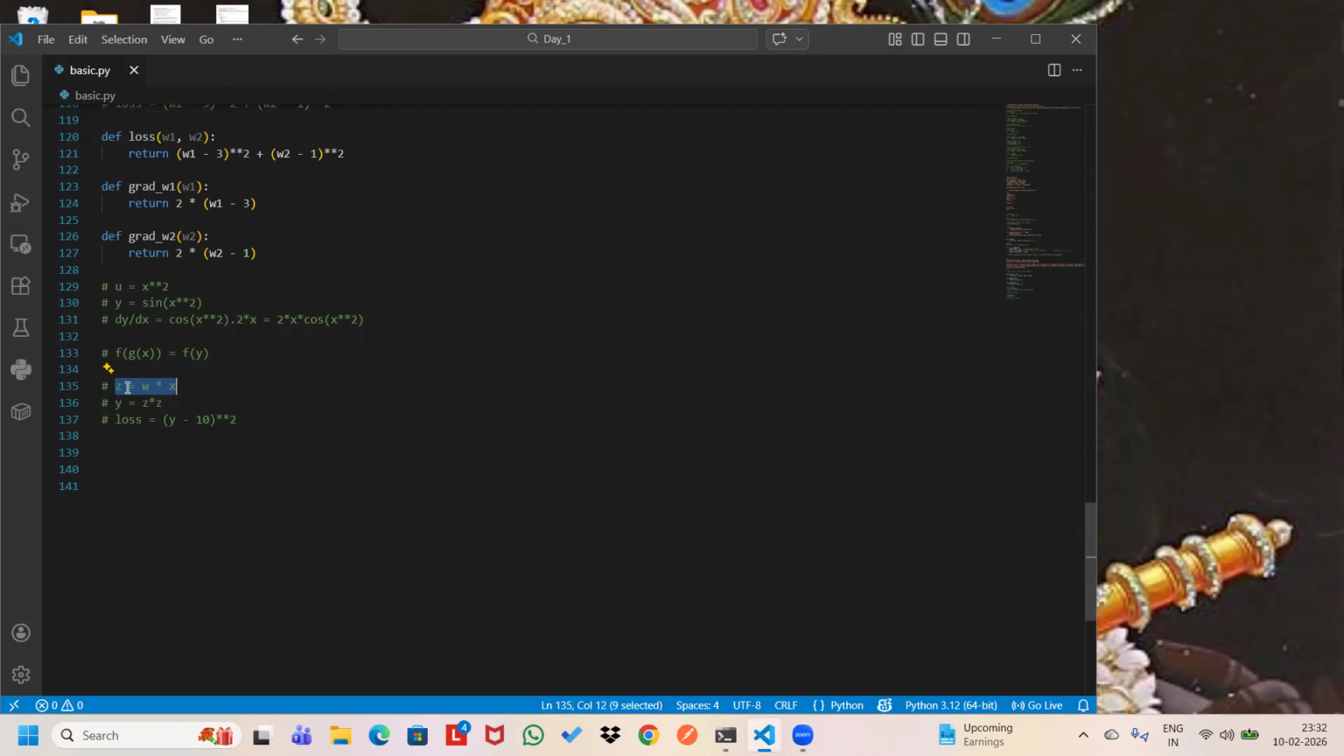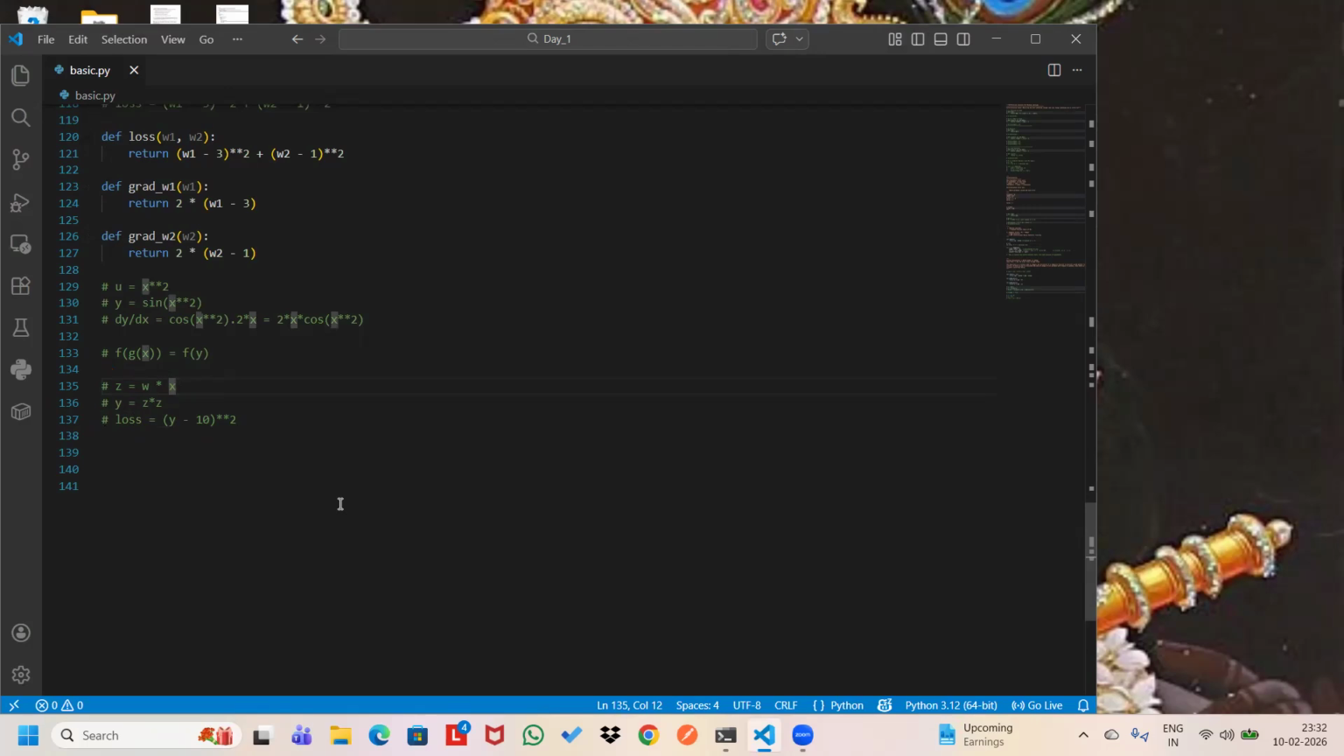So that means the loss, or y, is depending on z, and this z is again depending on w. If I go to the back calculation, then this z depends on w. So that's why we need to use the chain rule.